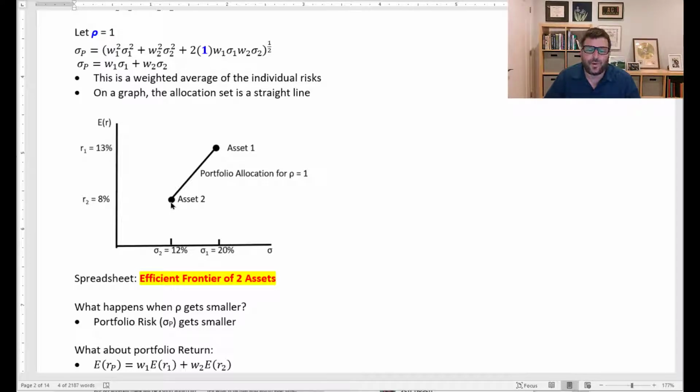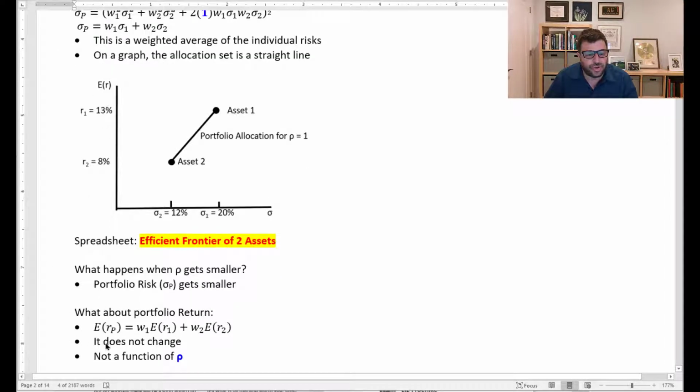to 1. And what we're kind of showing but not really proving, skipping a bunch of math, is that the allocation line between these two assets is a straight line. We're showing that because the risk is just the weighted average, and down here the return is just the weighted average. Since the risk is a weighted average and linear, and the return is a weighted average and also linear, the allocation set is a line.